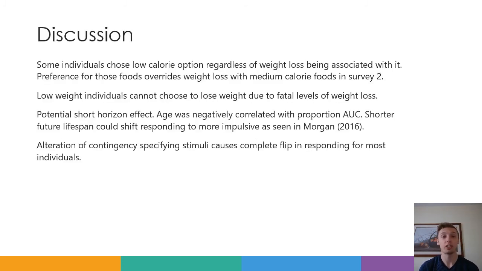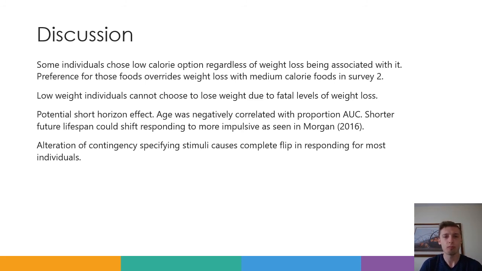So again, main points of discussion: fatal weight loss if someone's way below the weight, and alteration of contingency specifying stimuli caused a complete flip in responding for most individuals who are responding normally. So that's another thing to look at too. I would like to see future studies provide an actual food choice and just say, here, this is a healthy option, and see if they take the healthier option just because someone told them so. It's more rule governance, contingency specifying stimuli, because individuals chose low calorie, but once the survey told them that medium calorie foods now made them lose weight, they chose that, knowing very well it probably doesn't make sense in real life.